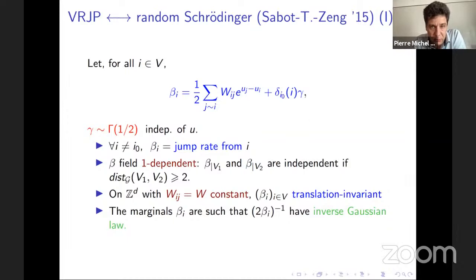And so this field, which we will call beta i, will have many interesting properties. One is that it's one-dependent: the betas on v1 and v2 are independent if the distance between v1 and v2 is greater than or equal to 2. Another is that on Z^d, with constant W, it is translation invariant. And the third is that the marginals are reciprocal inverse Gaussians up to a constant. Here I'm talking of joint work with Szabo and Xiaolin Zhang. And then you can compute the distribution of the betas.